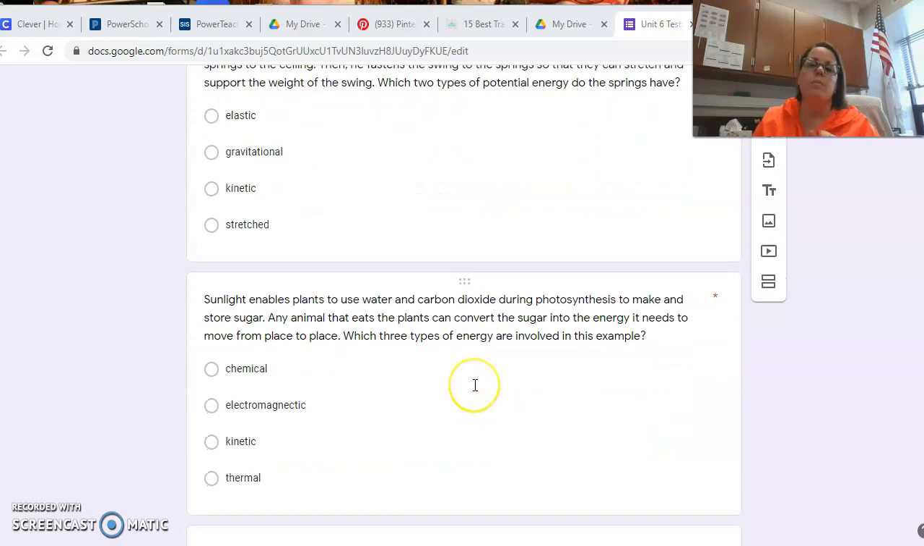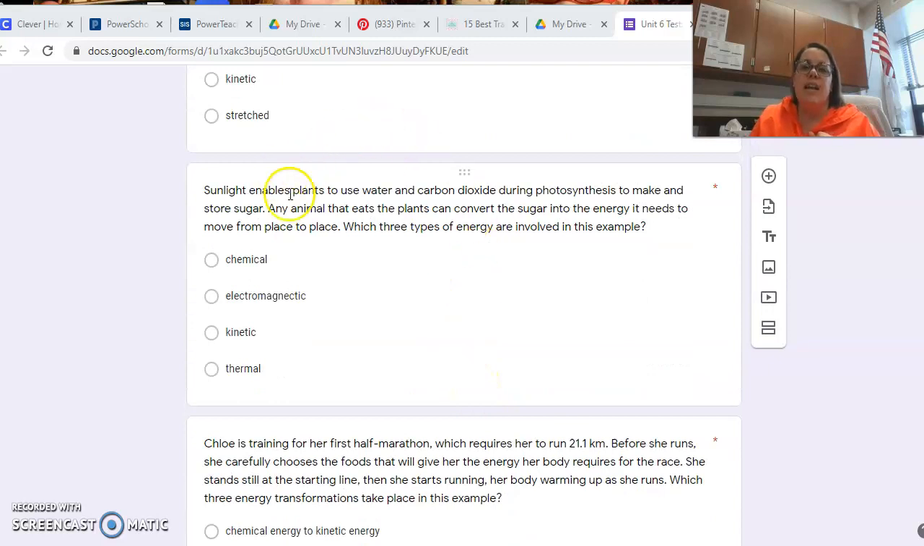Sunlight enables plants to use water and carbon dioxide during photosynthesis to make and store sugar. An animal that eats the plant can convert the sugar into the energy it needs to move from one place to another. Which 3 types of energy are involved in this example?